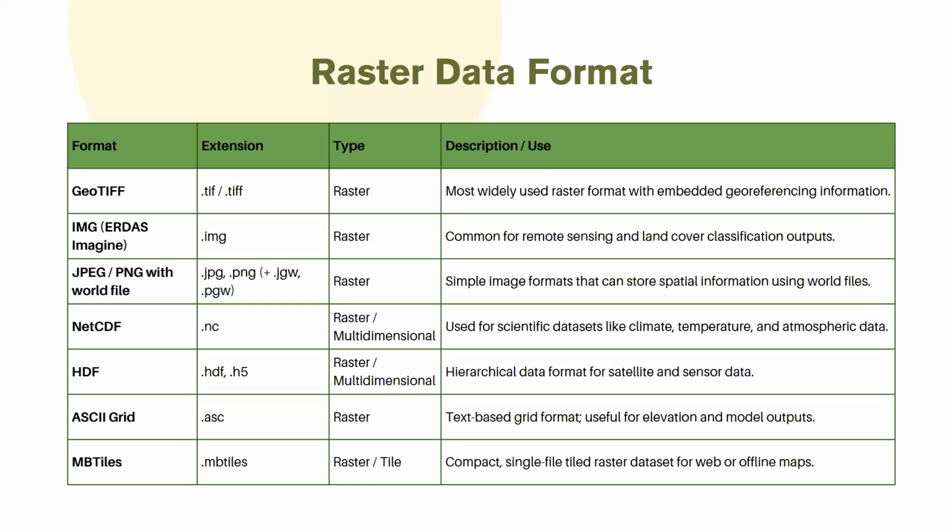Here you can see the JPG and PNG, but you cannot directly upload these files. You need the world file with this. If you have a regular image plus the small world file, that is JGW or PGW, it becomes georeferenced. Georeferenced means the image will contain spatial data with it, that is location data. So QGIS can overlay it on the real coordinates.